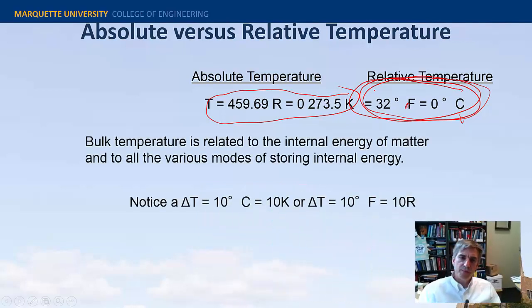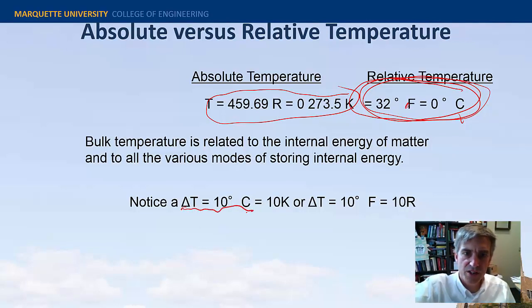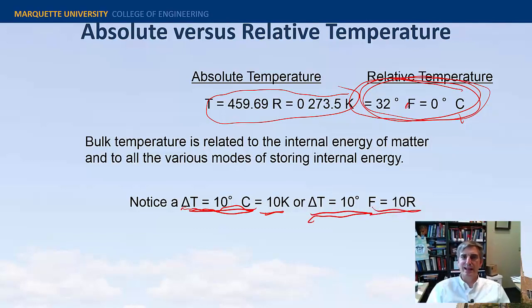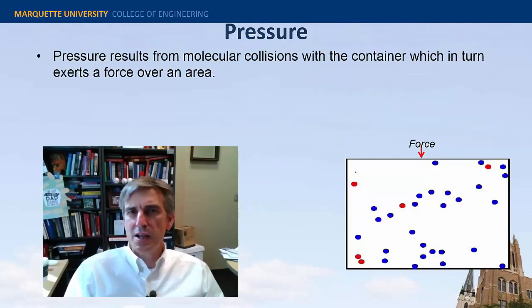You also know that changes in temperature are equal to each other across scales. So a 10-degree change in Celsius is the same as a 10-degree change in Kelvin. A 10-degree change in Fahrenheit is the same as a 10-degree change in Rankine. Of course, a 10-degree change in Celsius is not the same thing as a 10-degree change in Fahrenheit, but you get the idea. Let's talk about pressure.